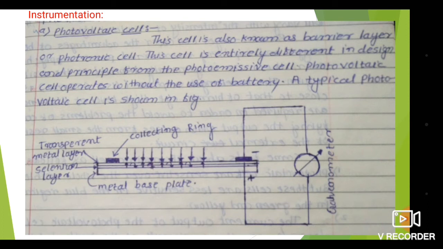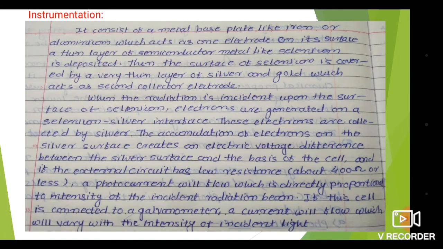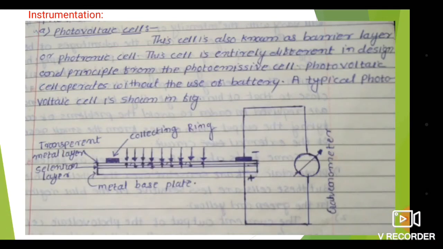This photocurrent is measured by means of this galvanometer, and this current is directly proportional to the intensity of the incident light. The current that flows is directly proportional to the intensity of the light.